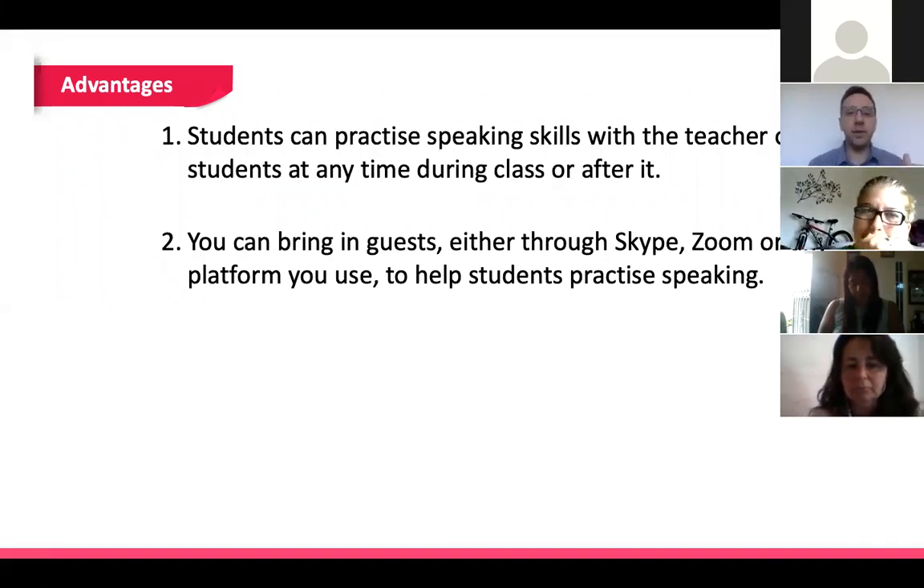Let's benefit from that. I don't know how many of you have realized that now you don't need to pay for plane tickets in order to have English speakers in the classroom. Okay, so bring in guests, and ask them to work with your students to practice English, okay? This can be done through Skype, through Zoom, any platform that you use, okay?